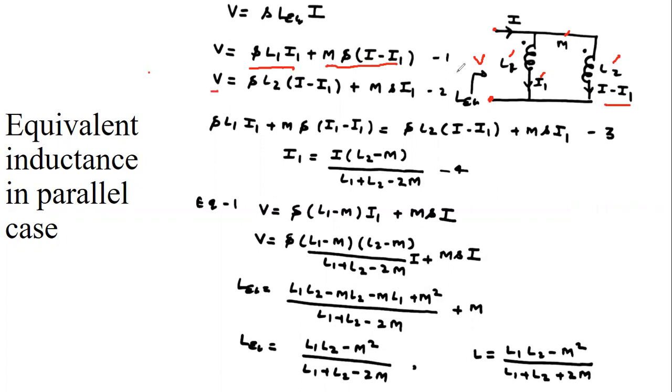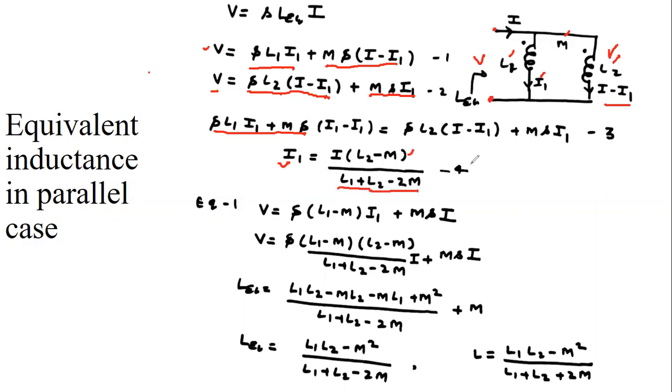Now second, V equal to, on the second term, SL2 (I minus I1), and due to the mutual coupling, this is MS of I1. Because these both are the voltage, we equate these two terms, first and second, and get the value of I1 in terms of I: I1 equals I (L2 minus M) upon (L1 plus L2 minus 2M).